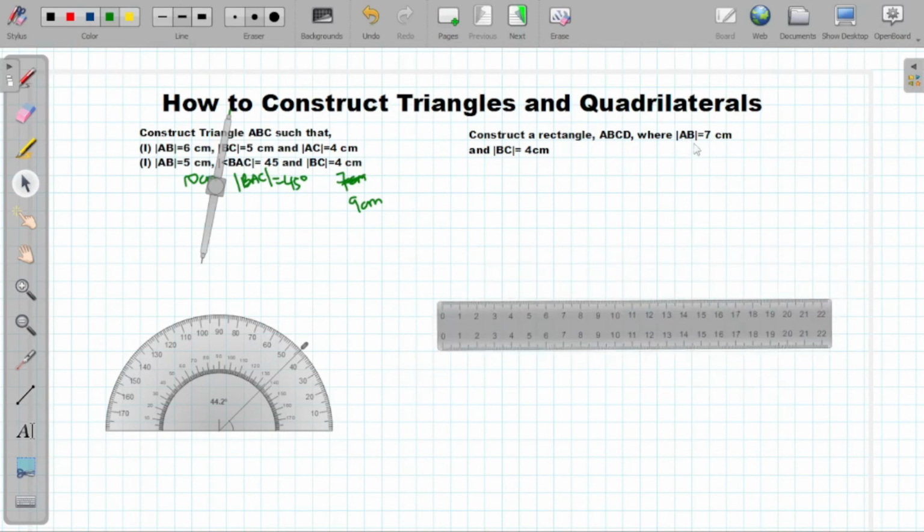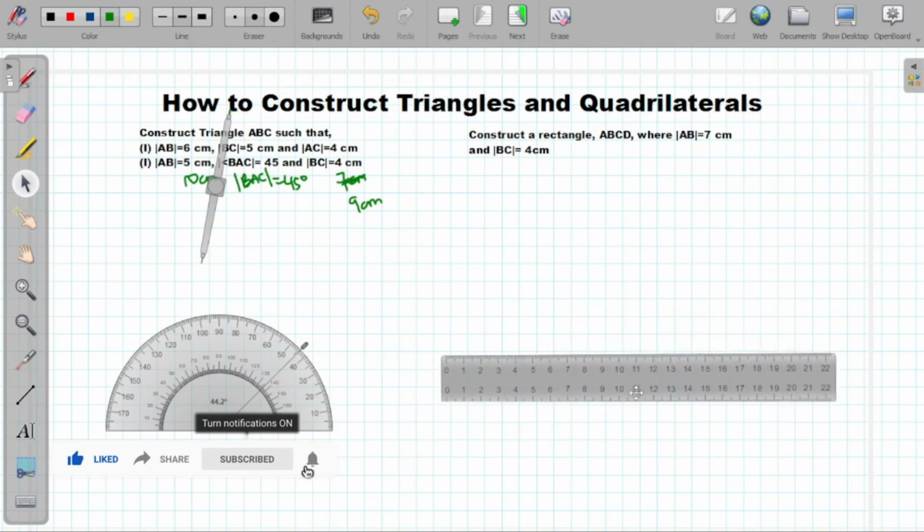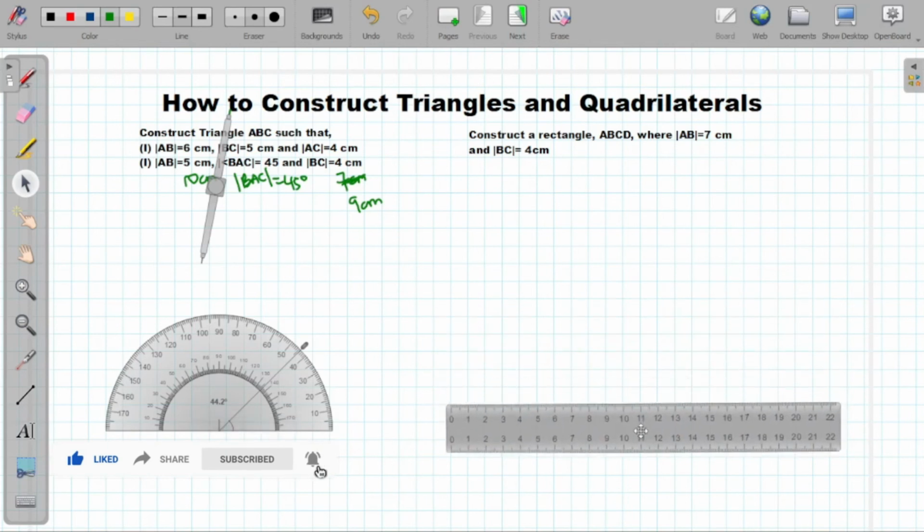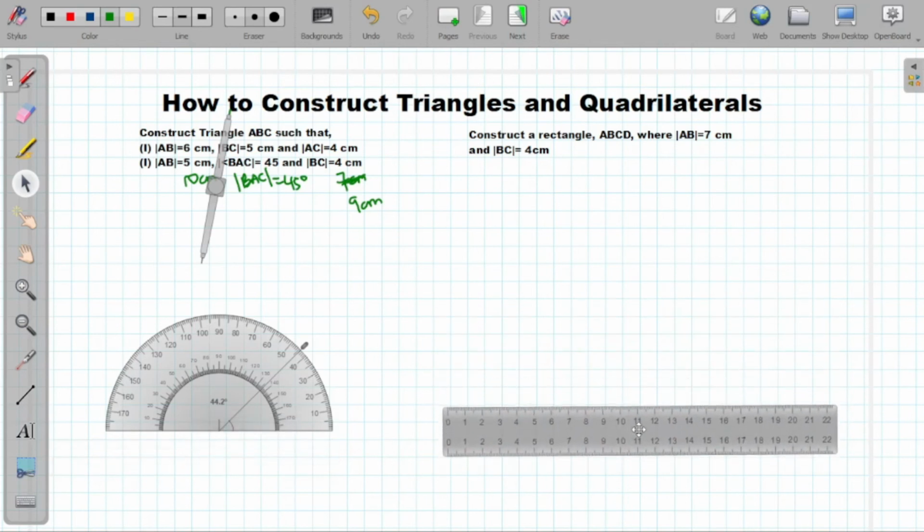the length AB here, opposite that, there's a parallel line which is also 7 centimeters, and BC also has opposite it a parallel line which is also 4 centimeters. So let's look at that. So we want to first of all construct our, all right, so let's draw our baseline. So this is our baseline.